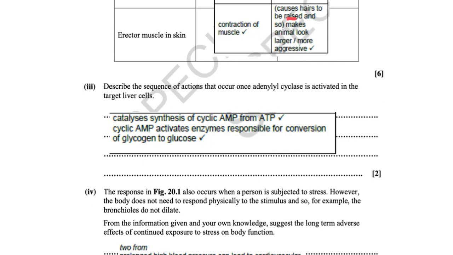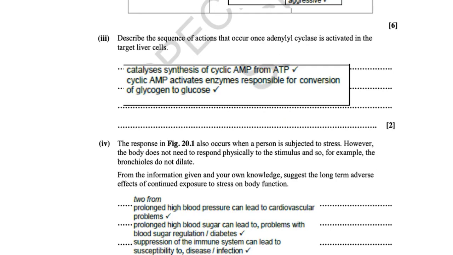Okay, describe the sequence of actions that occur once adenyl cyclase is activated in the target liver cells. So what you have to just know for this is that it catalyzes synthesis of cyclic AMP from ATP. This is a secondary messenger, and that cyclic AMP then activates the enzymes which cause the hydrolysis of glycogen into glucose.